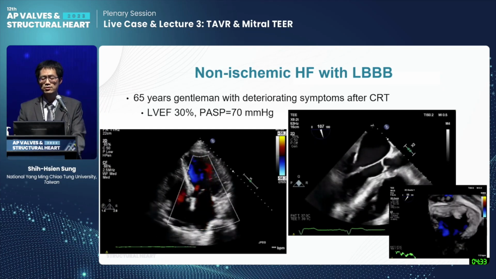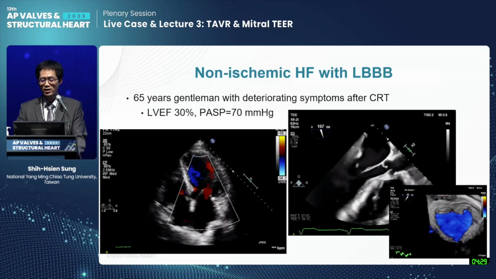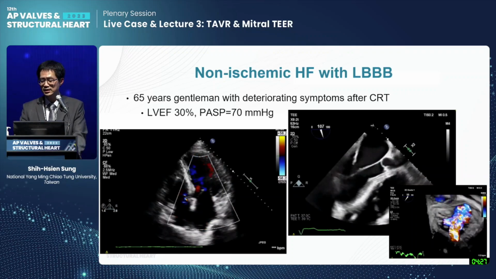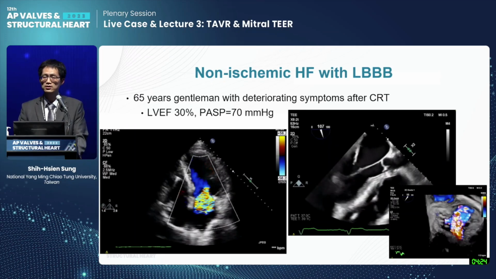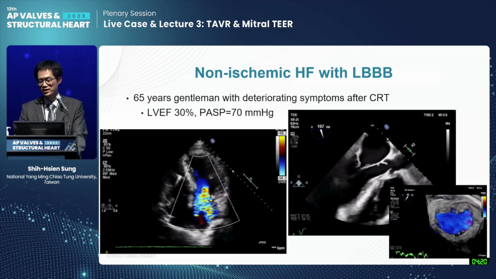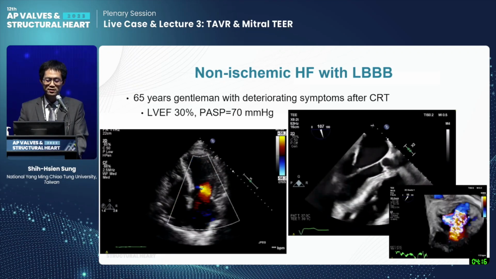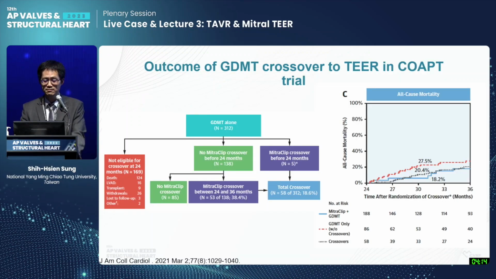This is also a patient with non-ischemic heart failure and bundle branch block. The patient was put on CRT and suffered for 6 months only to realize that she could not get any benefit from the procedure. You can see the gap. Only after the TEER procedure could the patient really get rid of the symptoms.